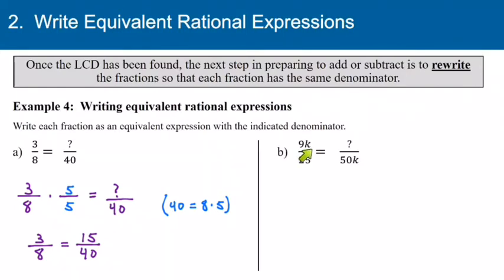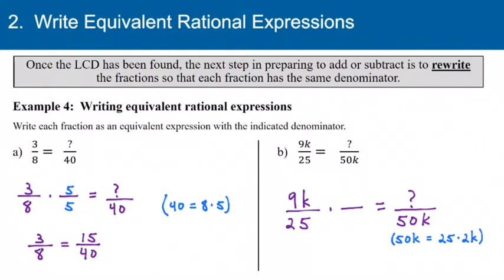So here we have 9k over 25 equals how much over 50k? So again, the 25 gets multiplied by something that produces 50k in the denominator. What would I have to multiply by 25 to end up with 50k? Well, 50k is going to need to be 25 times 2k. So that's the part you have to think up. 25 times 2k makes 50k. So you know what denominator you're shooting for, and you have to figure out what goes here.